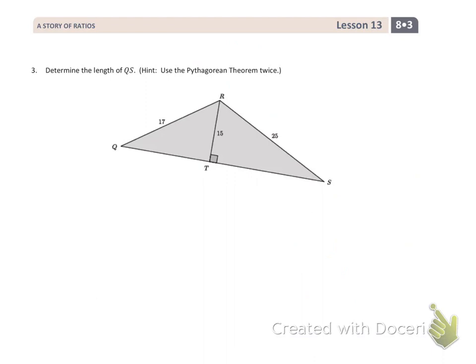Okay, so look at exercise 3 and see what you can do with it. We're asked to find the length of this segment here, QS. And we're given a hint to use the Pythagorean theorem twice. So work on that and then pause the video, come back, and I'll show you a solution.